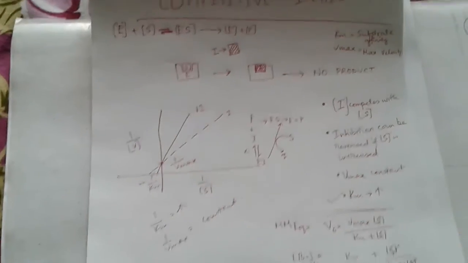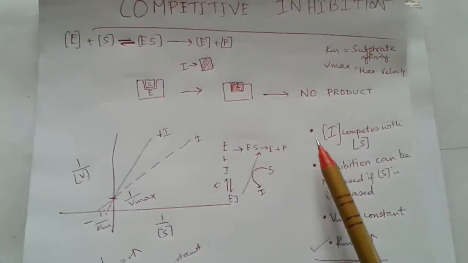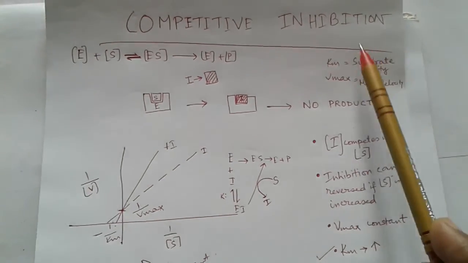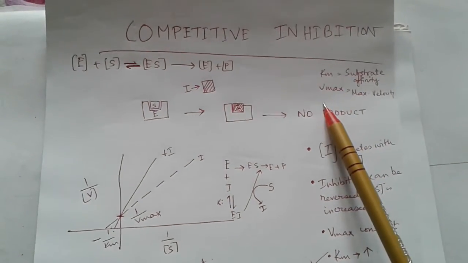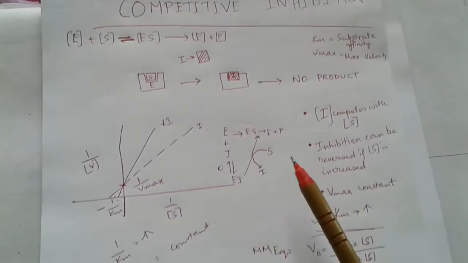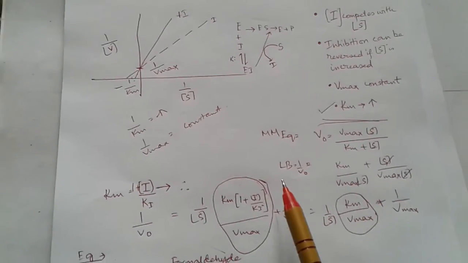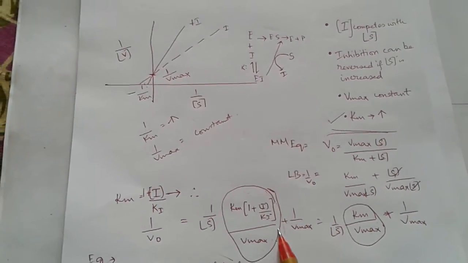So to summarize, we can say that in this inhibition, the inhibitor is the structural analog of substrate. The Km increases in this case and Vmax remains constant, and the slope of the reaction is this.